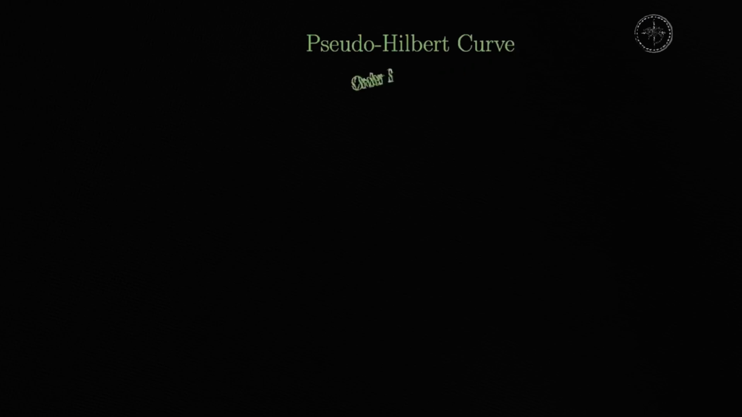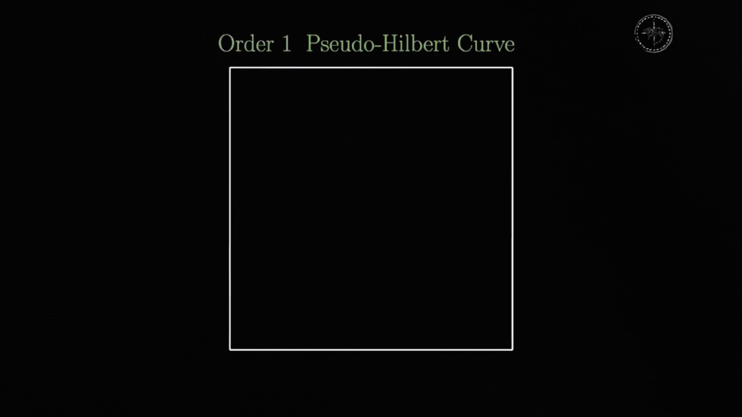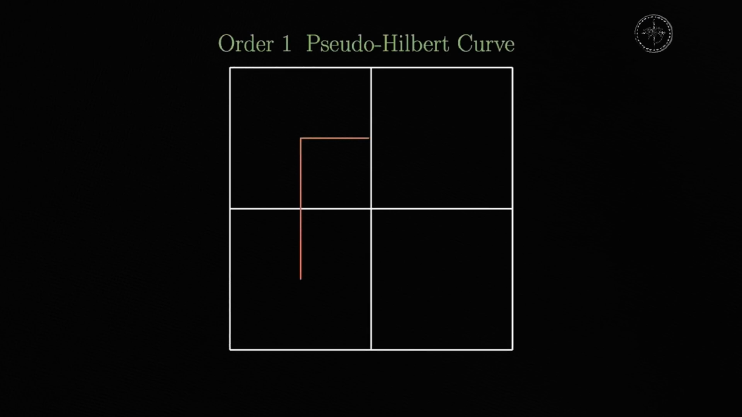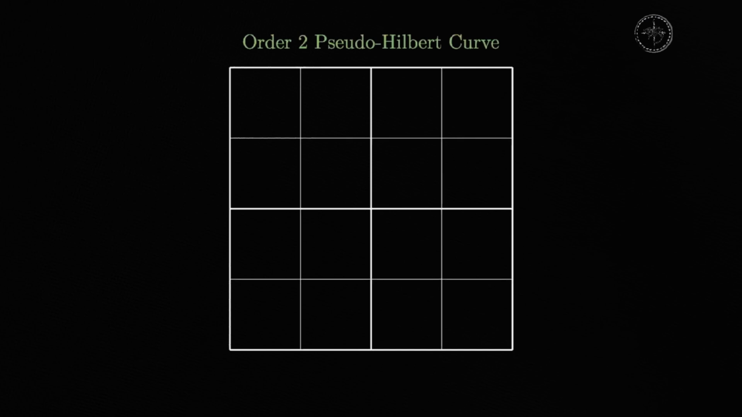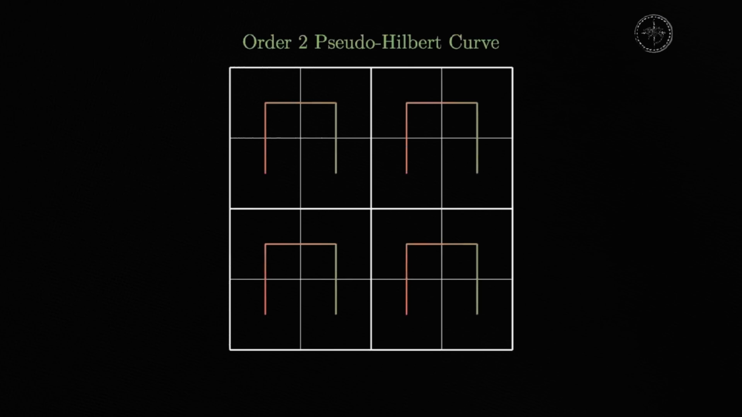For an order 1 pseudo-Hilbert curve, you divide a square into a 2x2 grid and connect the center of the lower left quadrant to the center of the upper left, over to the upper right, and then down in the lower right. For an order 2 pseudo-Hilbert curve, rather than just going straight from one quadrant to another, we let our curve do a little work to fill out each quadrant while it does so. Specifically, subdivide the square further into a 4x4 grid, and we have our curve trace out a miniature order 1 pseudo-Hilbert curve inside each quadrant before it moves on to the next.